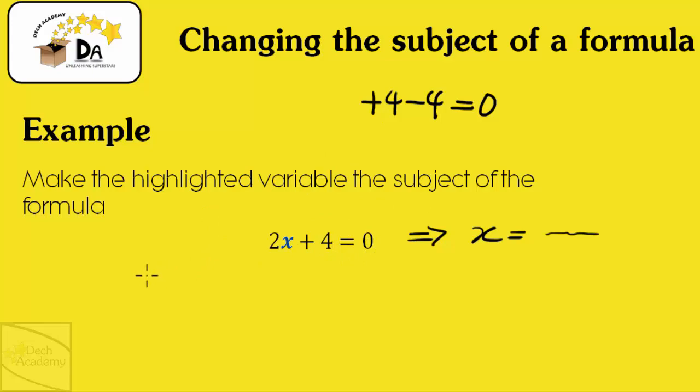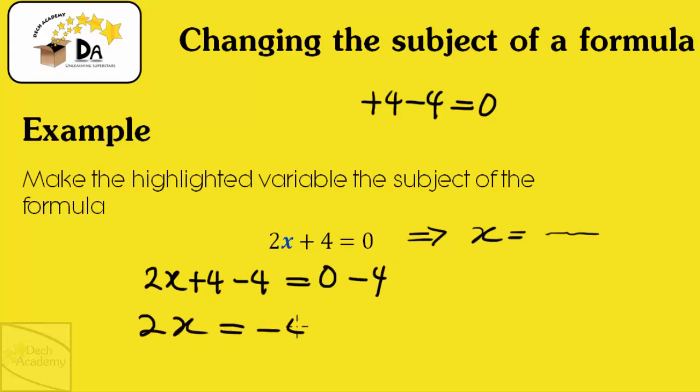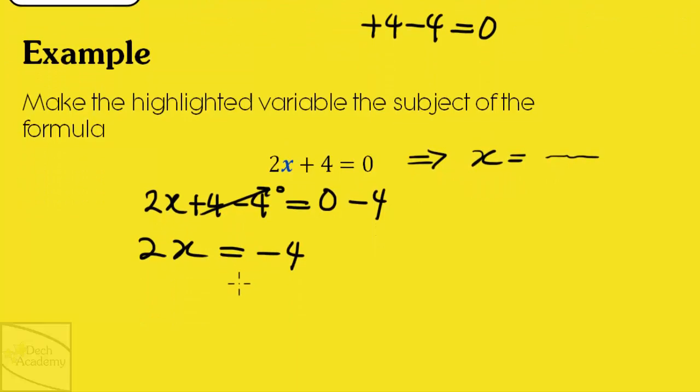So subtracting 4 from both sides gives 2x plus 4 minus 4, then 0 minus 4. Simplifying gives 2x equals minus 4. As you can see here, 4 minus 4 gives 0. Cancels out. But we have 2x on the left hand side, and we only want x. We want an equation of this form, x equals something. So if you remember, one of the operations that you can carry out on the left hand side of an equation is division by a number.